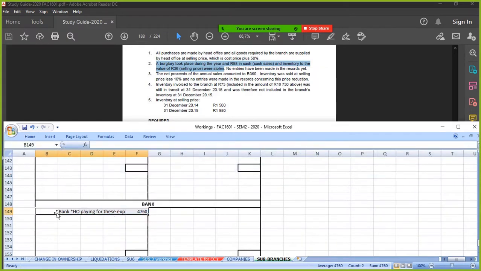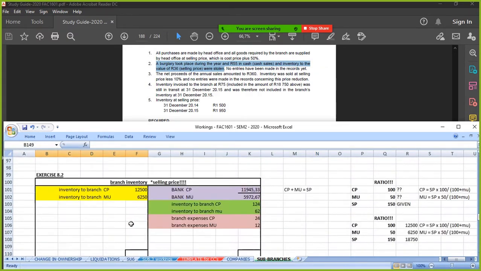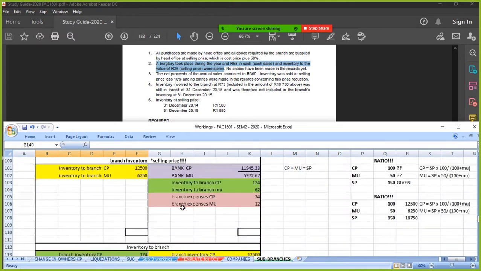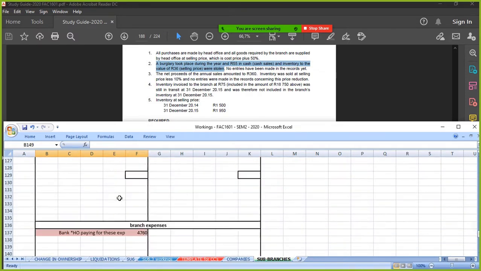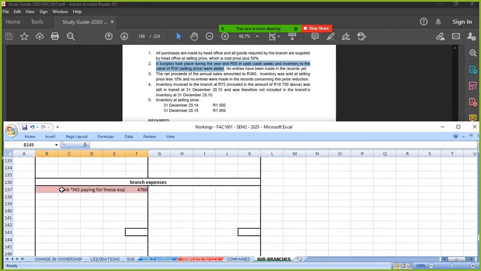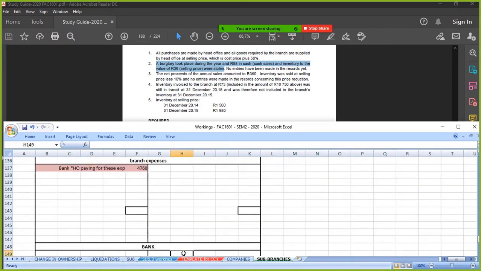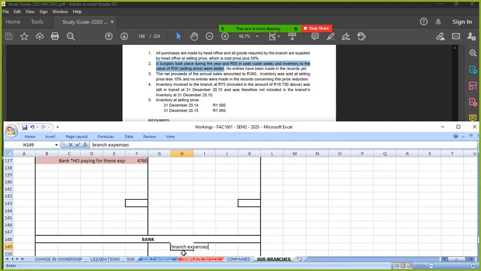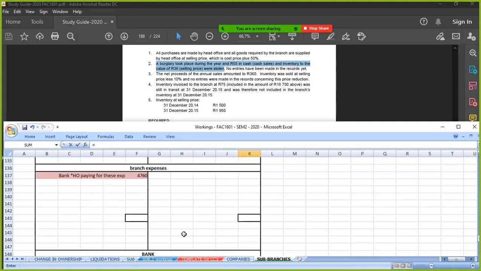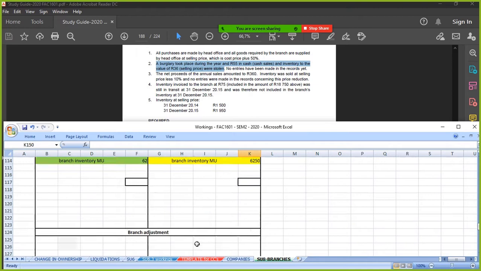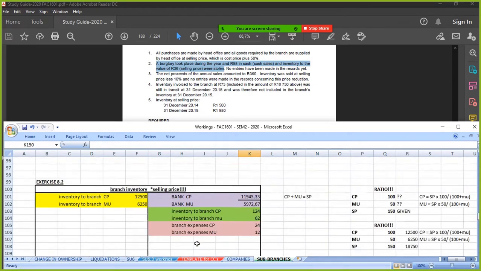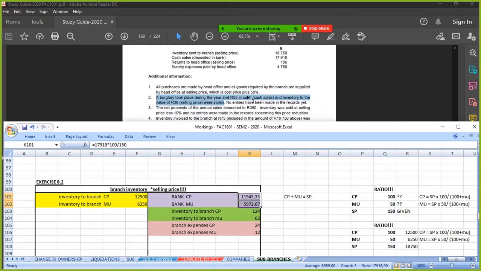Okay, so where's bank here? Okay, inventory. Oh, here's bank. There, head office. Okay, so this would have been branch expenses. Okay, and then you had bank cost price, bank markup. This total, what is the total? 17,918. Okay, we saw that earlier.